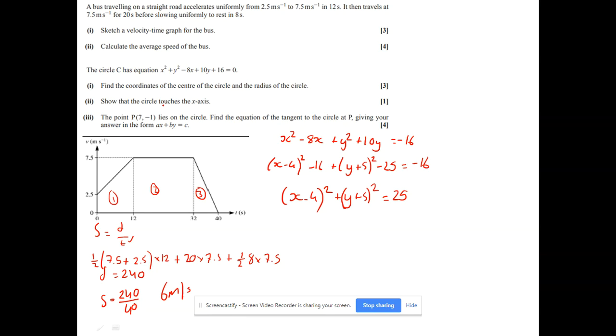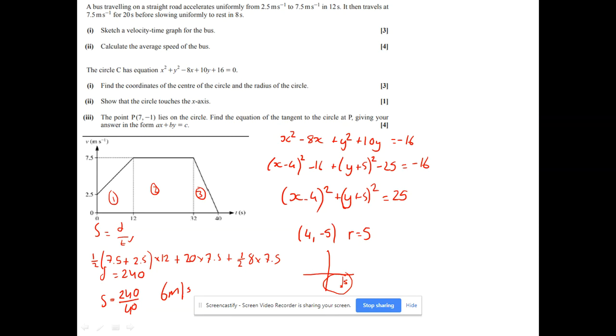I'll just move that 25 over. Let's just check what the question says. Find the coordinates of the centre. So the centre is going to be at 4, minus 5, and the radius is going to equal 5. Show that the circle touches the x-axis. So with a wee sketch of this, we've got 1, 2, 3, 4, minus 5 is the centre, and this perpendicular distance is 5.